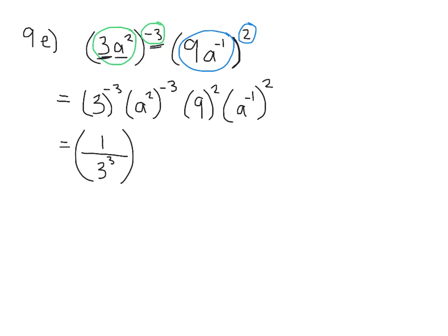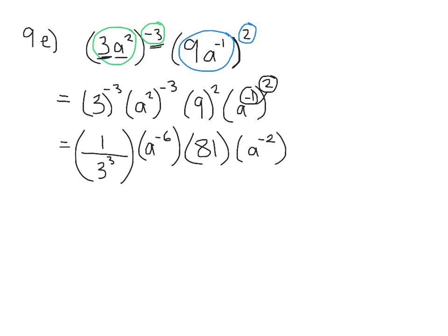Then a squared to the power of negative 3, that's a power of a power, so we multiply the exponents. 2 times negative 3 is negative 6. So that's that. Then I have 9 squared. 9 squared we know is 81. And then I have a to the power of negative 1 to the power of 2. That's also a power of a power. And we know with a power of a power, you keep the base as a and you multiply the two exponents. If you multiply those two exponents, you get negative 2.